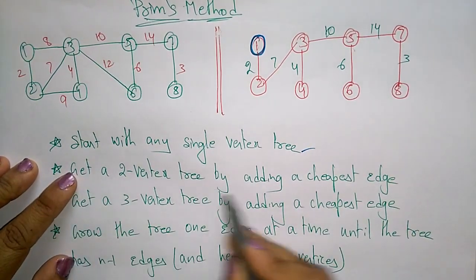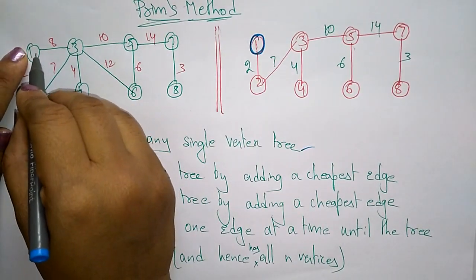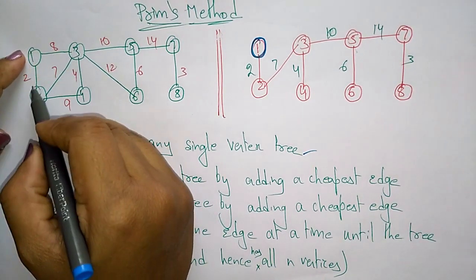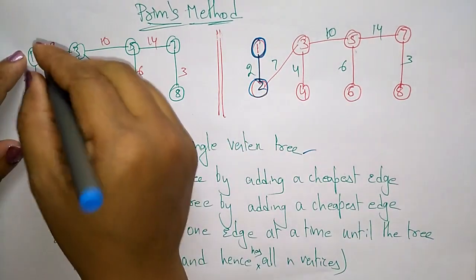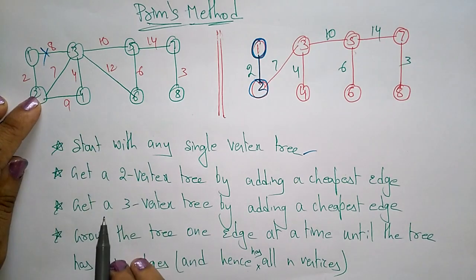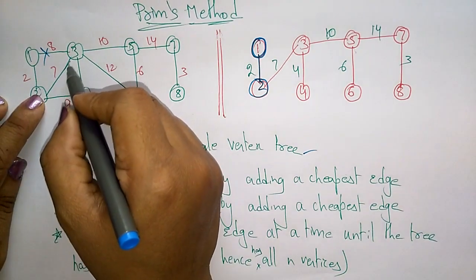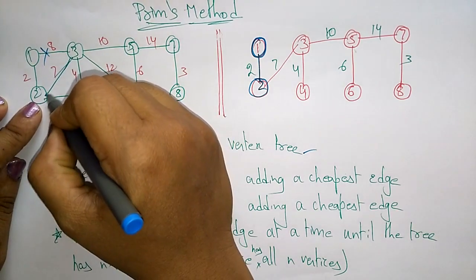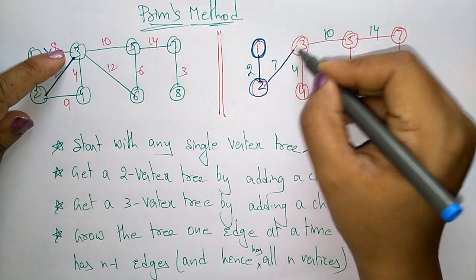Get a 2 vertex tree by adding the cheapest edge. Here you check the adjacent vertices for this vertex, which are 3 and 2. Which has the least value? 2 has the least value. So just select 2 and discard 8. From 2, get a 3 vertex tree by adding a cheapest edge. Going to 3, which one is the cheapest? Only 1 is there. So to go to 3, you have to select 7.